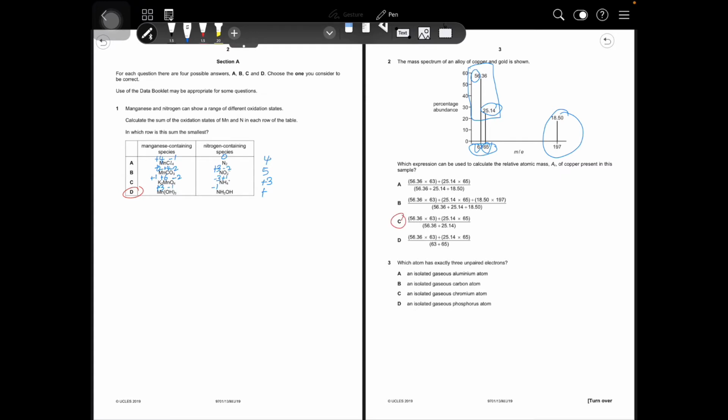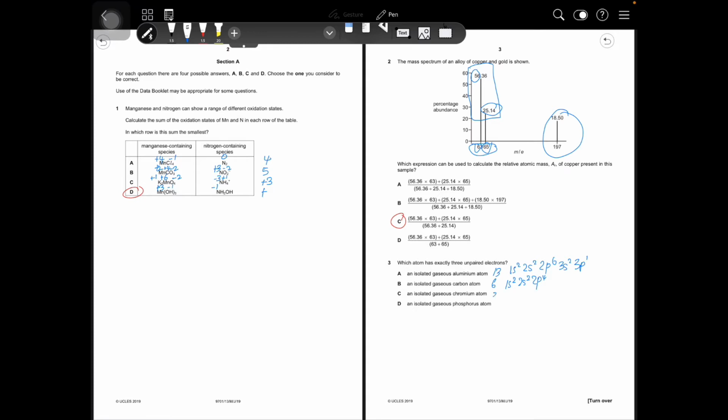The next one: which atom has exactly 3 unpaired electrons? So let's go into it one by one. An isolated gaseous aluminium atom. Aluminium has 13 electrons, and we have 1s2, 2s2, 2p6, 3s2, and 3p1. Carbon has 6 electrons, and we have 1s2, 2s2, 2p2.